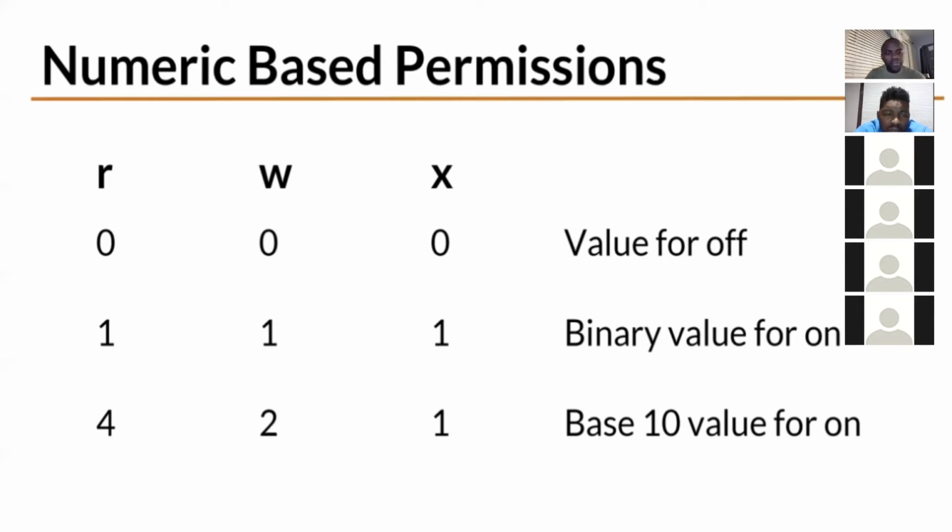4 and 2, but you have to add them together. 4 plus 2, you have to add it. 6. You have to give the number 6. And if I wanted to give that person all read, write, and execute permissions, I have to give them 7. Yes, you have to change the mode to 7. And you can apply that to the owner, groups, and other.